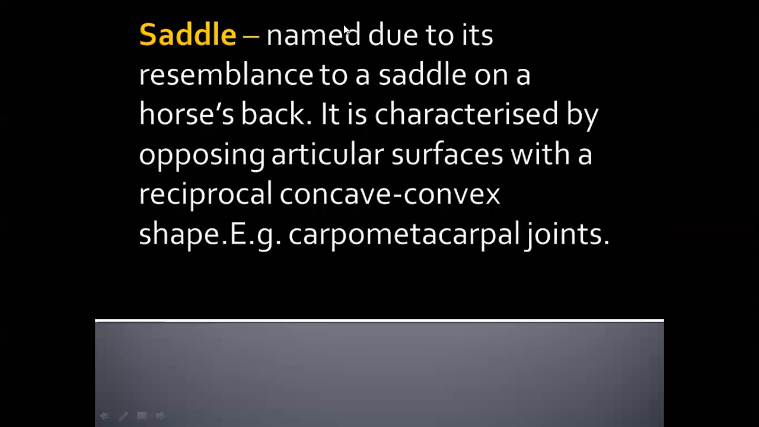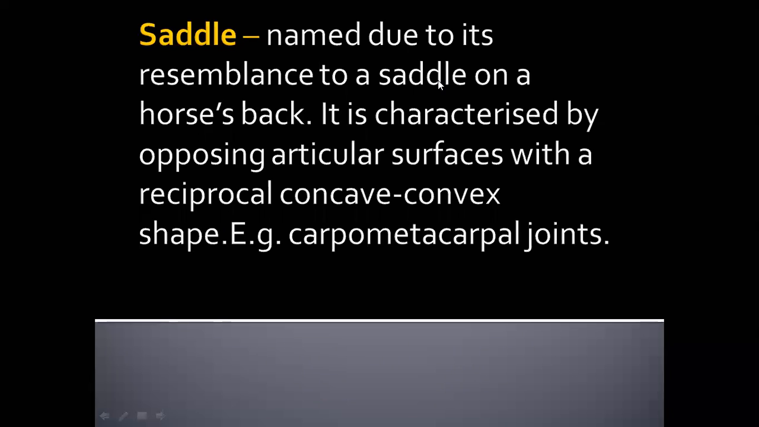Saddle joint, named due to its resemblance to a saddle on a horseback. It is characterized by opposing articular surfaces with a reciprocal concave and convex shape. One surface has a shape of concave and another surface has a shape of convex.